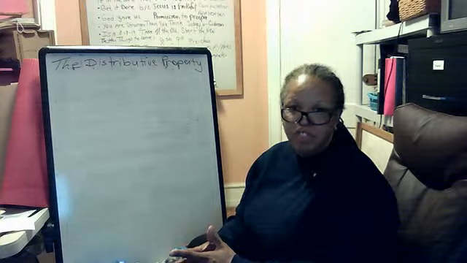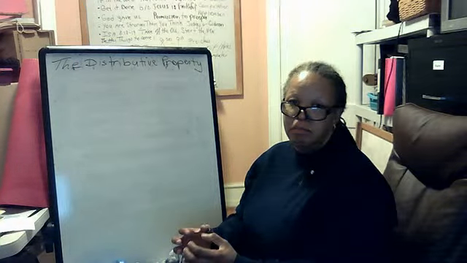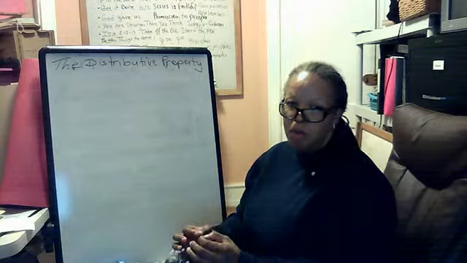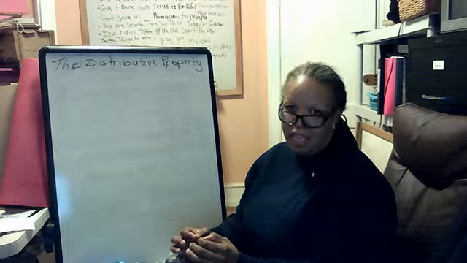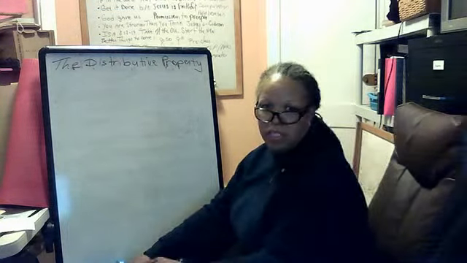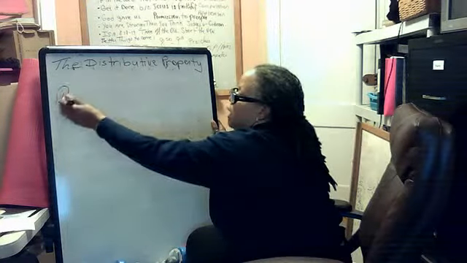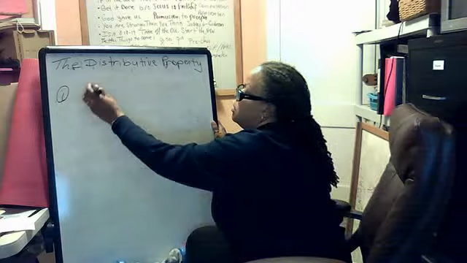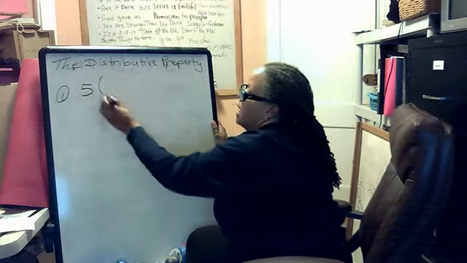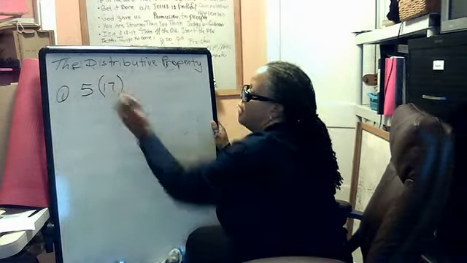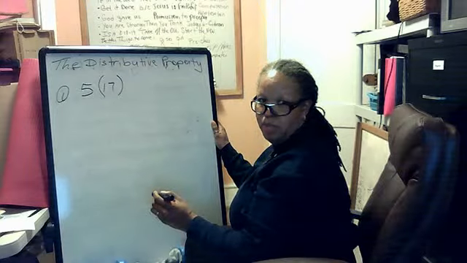It helps us to do the work without mistake. Let's look at a few examples together, okay? Example number 1. I am going to multiply 5 times 17. Now, how am I going to do it?